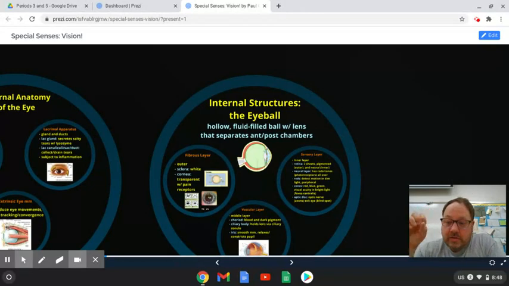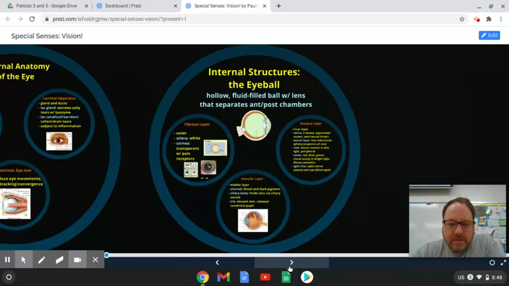Again, you have this hollow structure that's filled with a clear fluid, and inside of that is a lens that is bendable. That lets you bend the light so it focuses on the photoreceptors in the back of the eye. And there are anterior and posterior chambers, or little rooms. There is a little room at the front of the eye and a little room at the back of the eye. And again, we'll get into that.